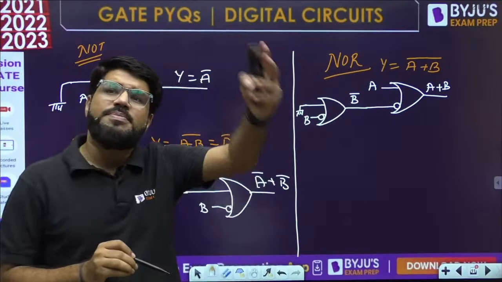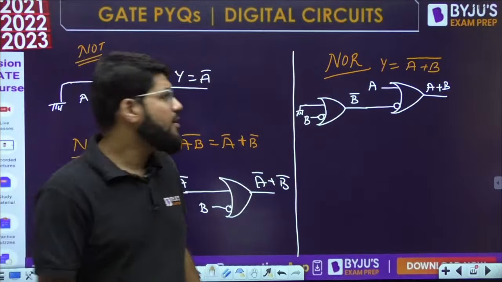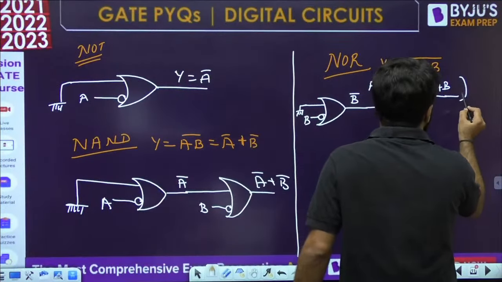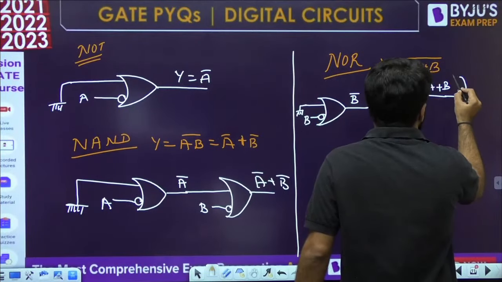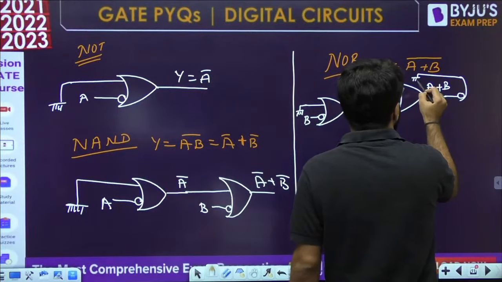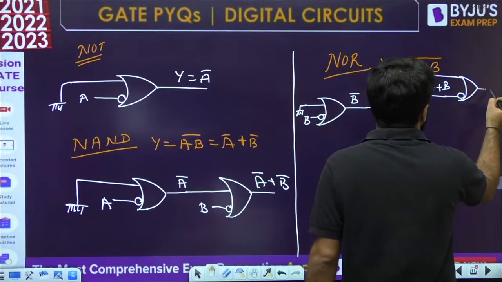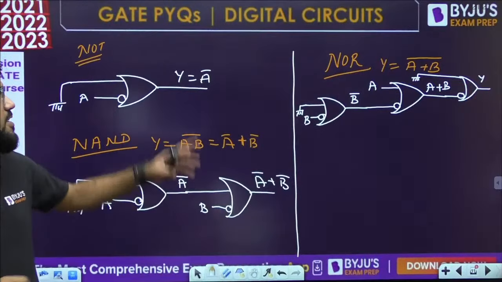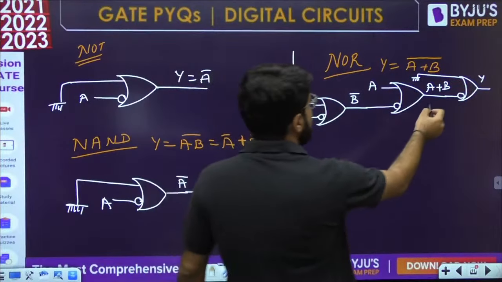Now I want A plus B whole bar. So one more inverter. We know how to build an inverter. Use one more D gate. At the bubbled input, feed A plus B. Another input is grounded, and here you have the correct answer. That's it. This is a NOR. Up to this, it is the OR.